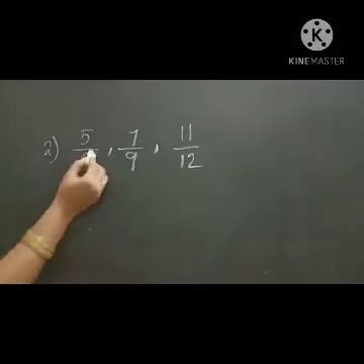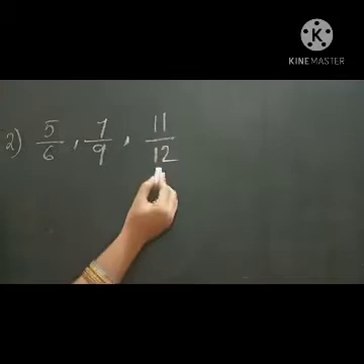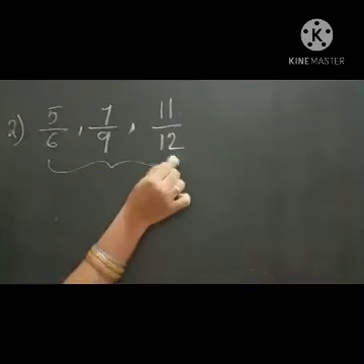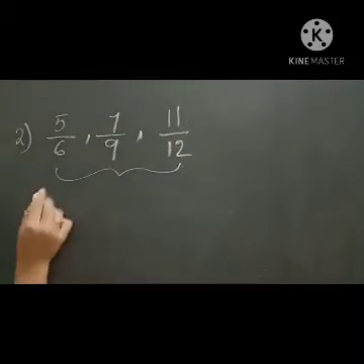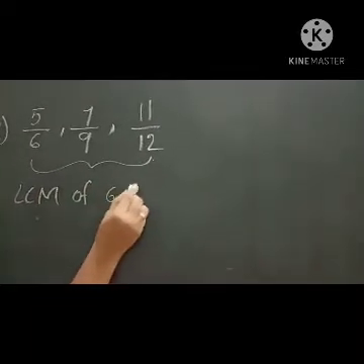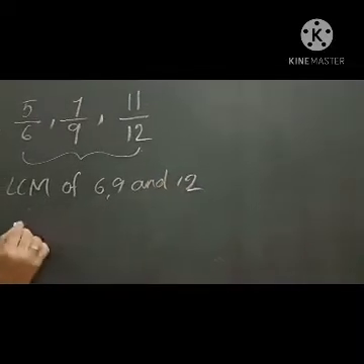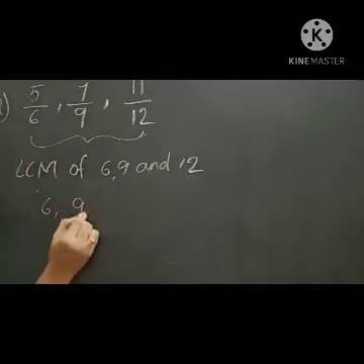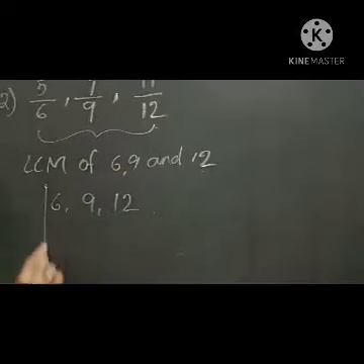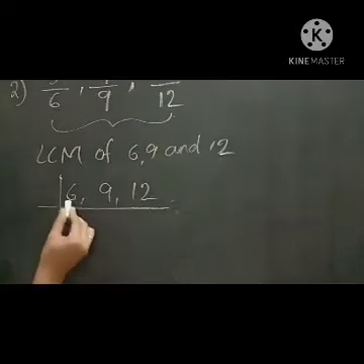See second one, the fractions 5 by 6, 7 by 9, 11 by 12. Here now we have to do the LCM of 6, 9, 12. LCM of 6, 9 and 12. See here, 6, 9, 12. These three numbers are divisible in one table only. Okay, which table are these three numbers divisible in?